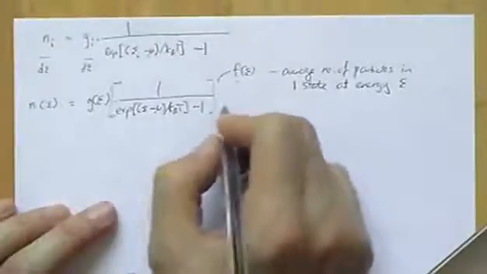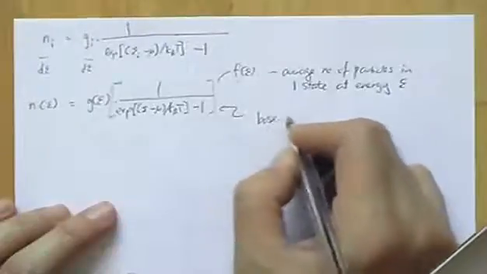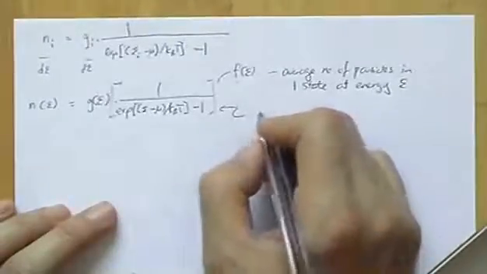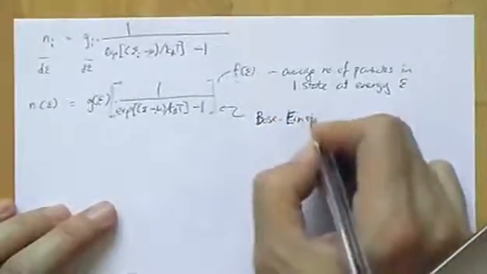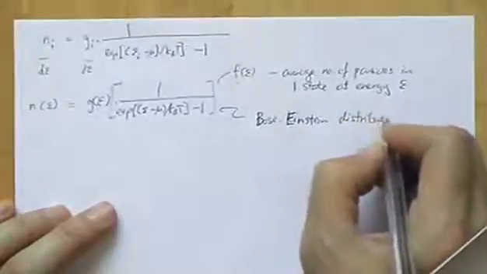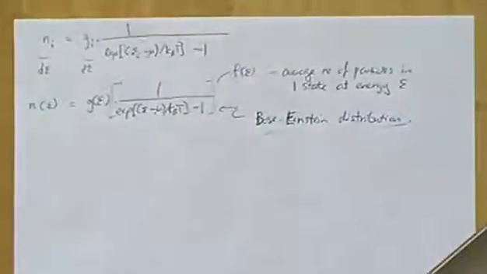And this formula is called the Bose-Einstein. Oh, I should use capital letters for respect. The Bose-Einstein distribution. So we've just derived the Bose-Einstein distribution.